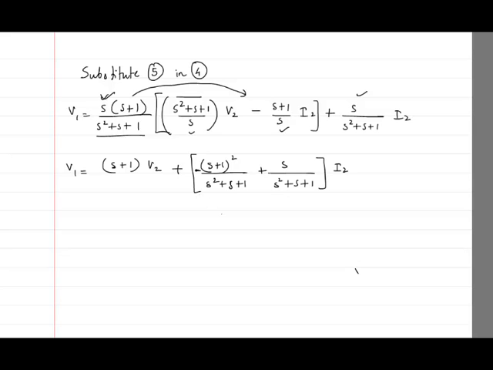Now if I do this, I will get minus of s square plus 2s plus 1 plus s divided by, the denominator is common, s square plus s plus 1, which is multiplied with I2, and this part is V1 is equal to s plus 1 V2.